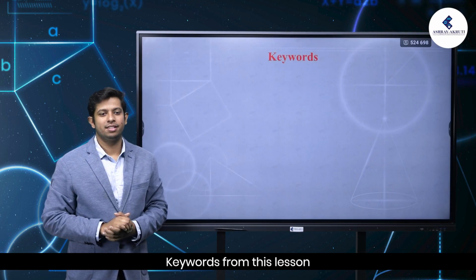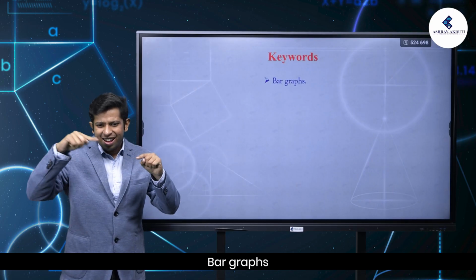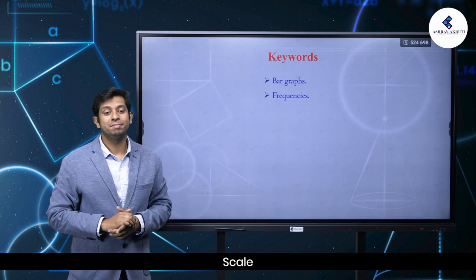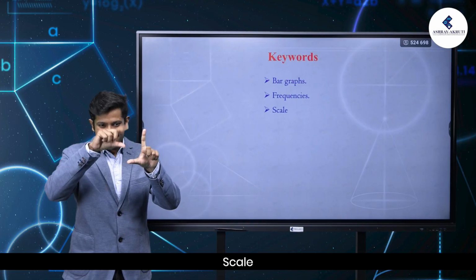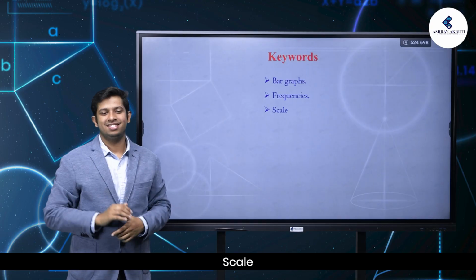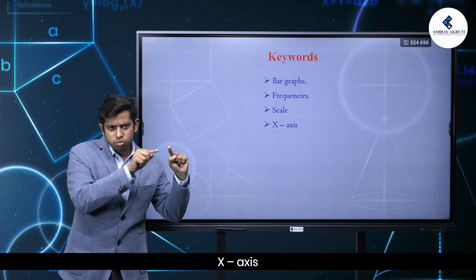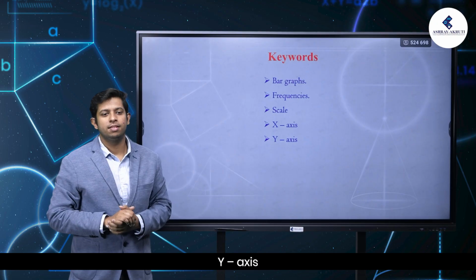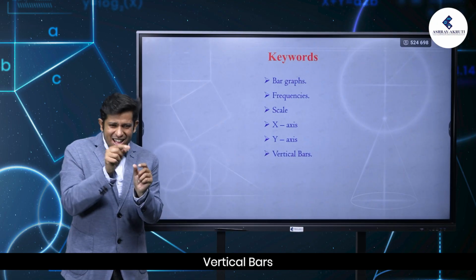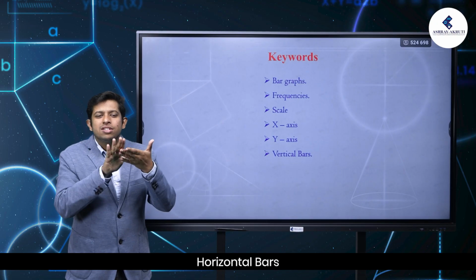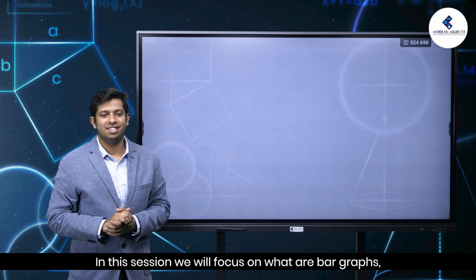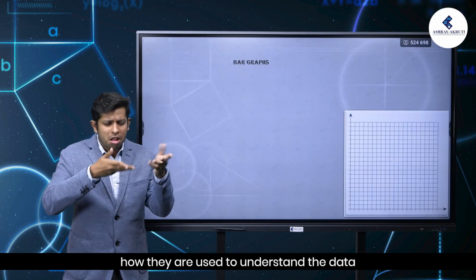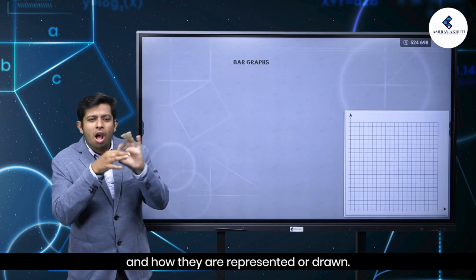Keywords from this lesson: bar graphs, frequencies, scale, x-axis, y-axis, vertical bars, horizontal bars. In this session, we will focus on what bar graphs are, how they are used to understand the data, and how they are represented or drawn.